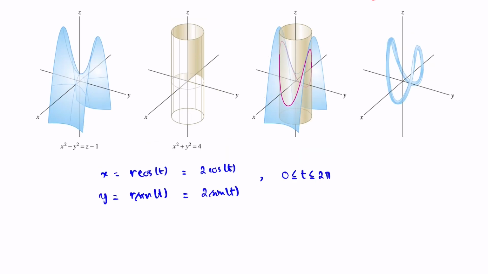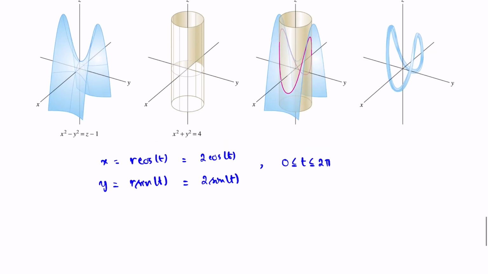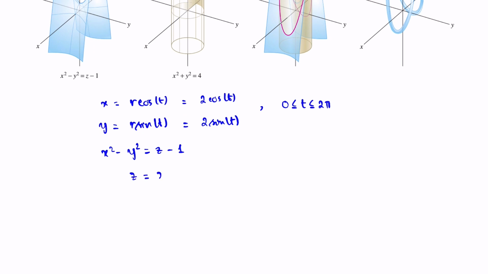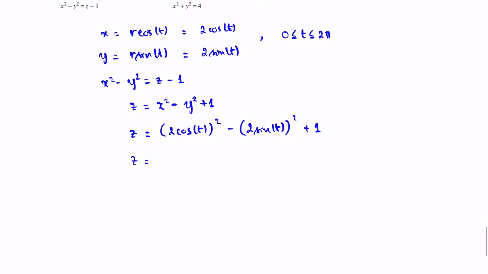From the first equation, you can solve for z in terms of x and y. That is, x squared minus y squared equal to z minus 1, and you obtain z equal to x squared minus y squared plus 1. Given that x is equal to 2 times cosine of t, you get (2 cosine of t) squared, and y is equal to 2 times sine of t, minus (2 sine of t) squared, plus 1. Therefore, you get z equal to 4 times cosine squared of t minus 4 times sine squared of t plus 1.